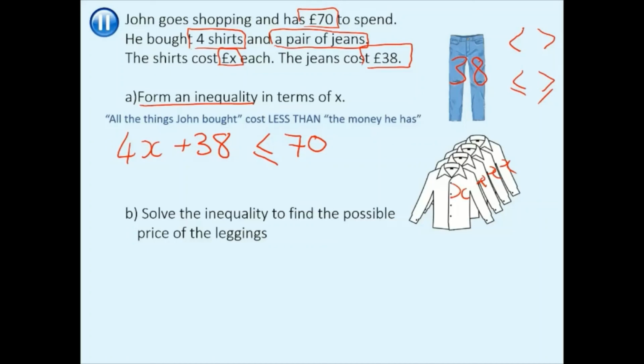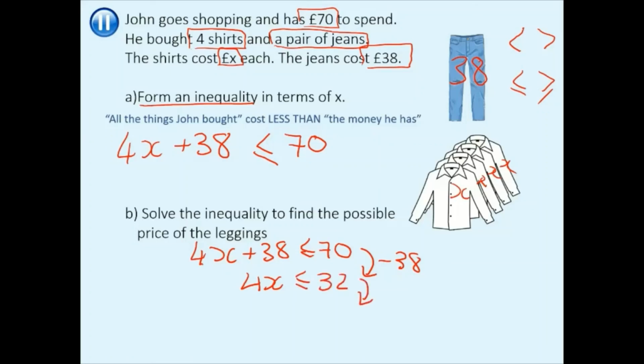The second part is solving the inequality to find the possible price of the leggings. So we're going to do the same thing as before. I'm going to take what I had in the first part, and I'm going to solve it. I'm going to take 38 from both sides, which gives me 4X is less than or equal to 32, and that's come out very nicely if I divide by 4, as X is less than or equal to 8.